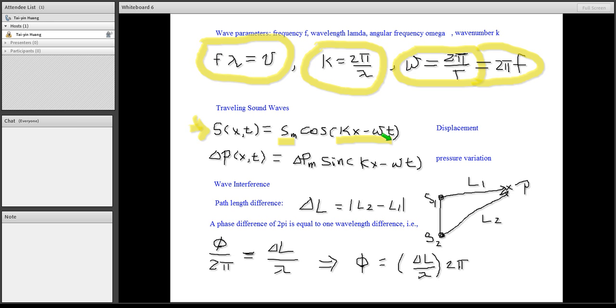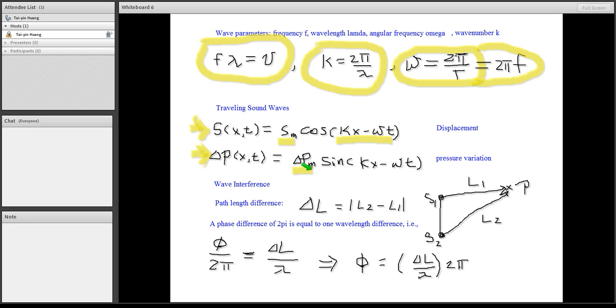Now, when we're dealing with sound waves, because sound is produced by pressure variation, we also have another equation that describes how the pressure of air molecules responds to the source. You have a pressure variation, delta P, that's a function of position and time as well, and that's equal to the pressure variation amplitude, which is a constant, times sine of kx minus omega t.